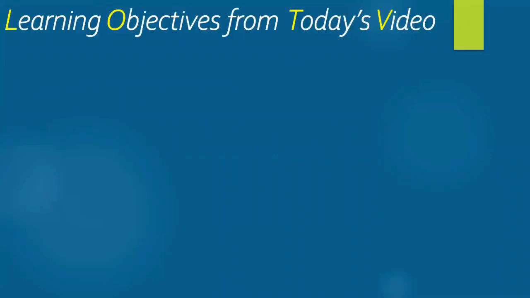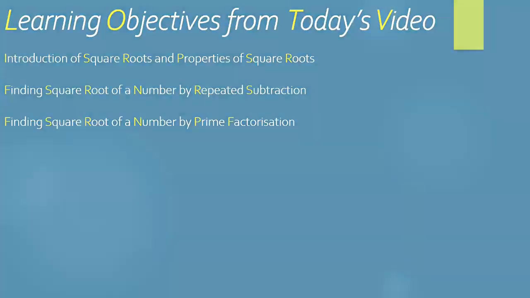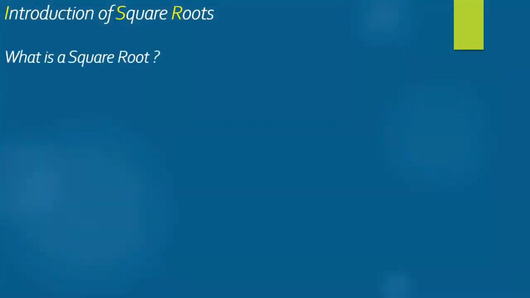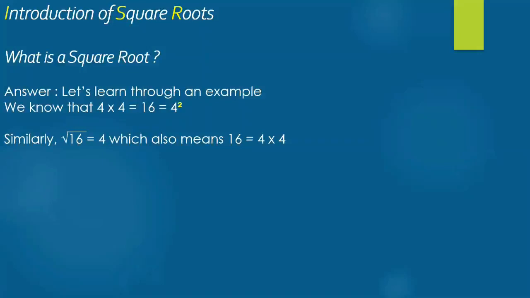So the concepts that we are going to learn from this video are introduction of square roots and properties of square roots, finding square root of a number by repeated subtraction, and finding square root of a number by prime factorization. So what is a square root? Similarly, square root of 16 is equal to 4, which also means 16 is equal to 4 into 4.